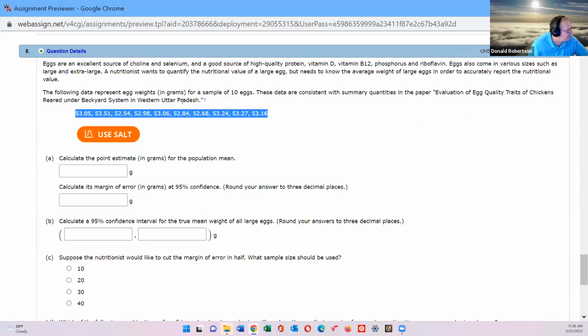And so here are 10 eggs. The data are consistent with the summary quantities in the page evaluating egg quality traits of chickens. Okay, this is where the story came from. Evidently somebody collected that data. So I'm going to use salt.